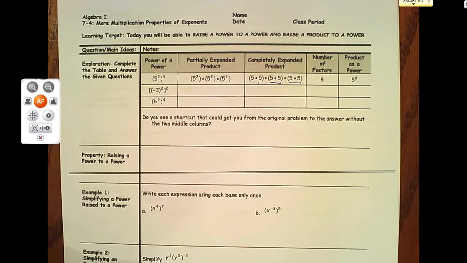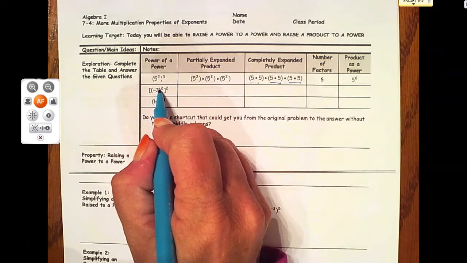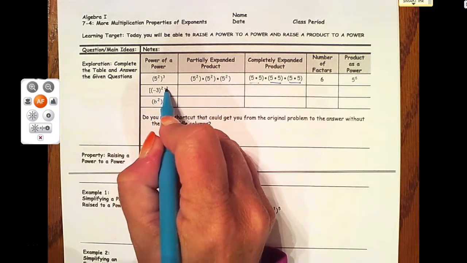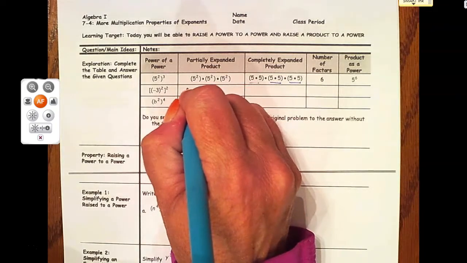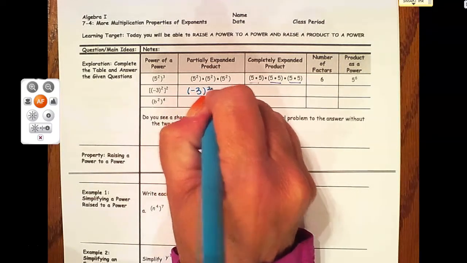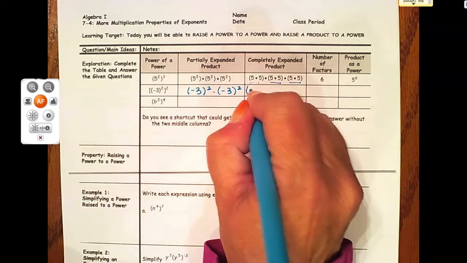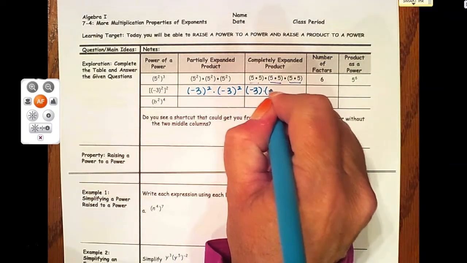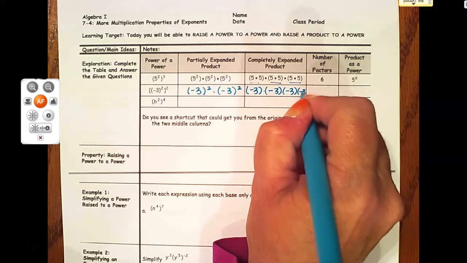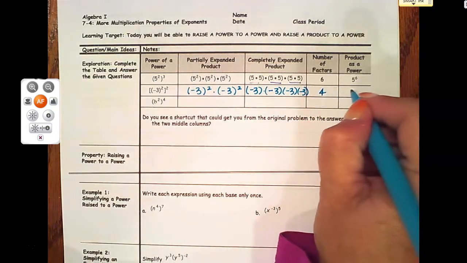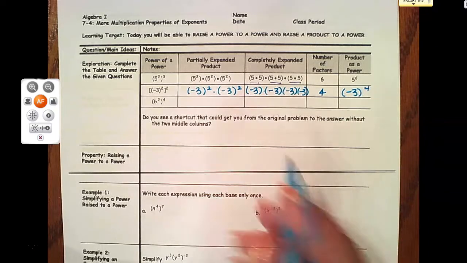Now, in our next example, we have -3, the quantity squared, and we have that raised to the second power. So I would have a -3 squared and a -3 squared. So each one of those represents its own -3. And there's 4 of them altogether. So we can rewrite that as -3 to the 4th power.